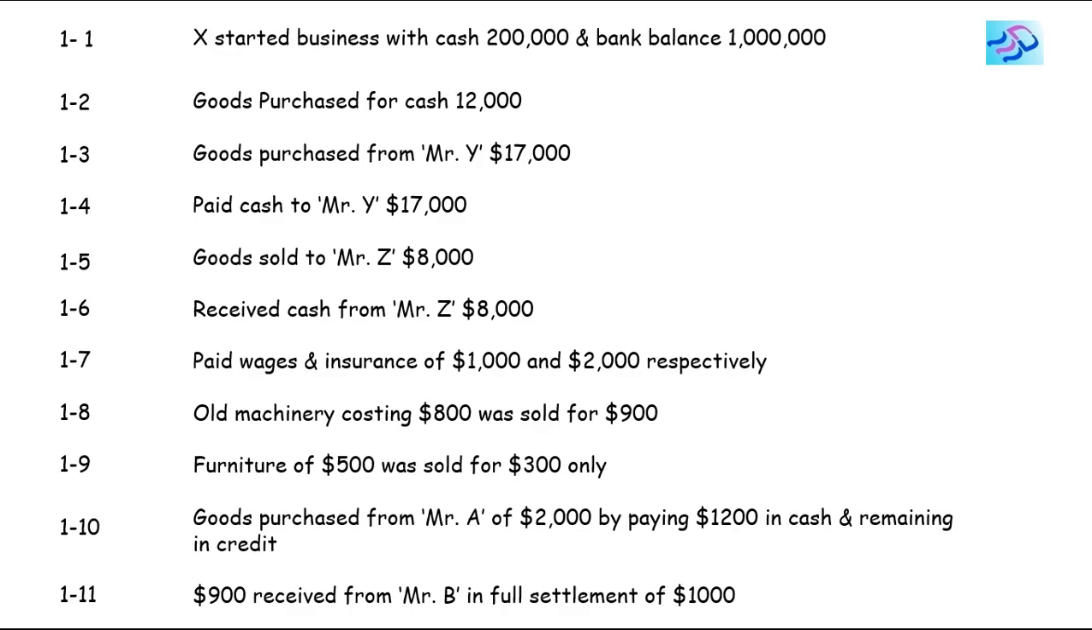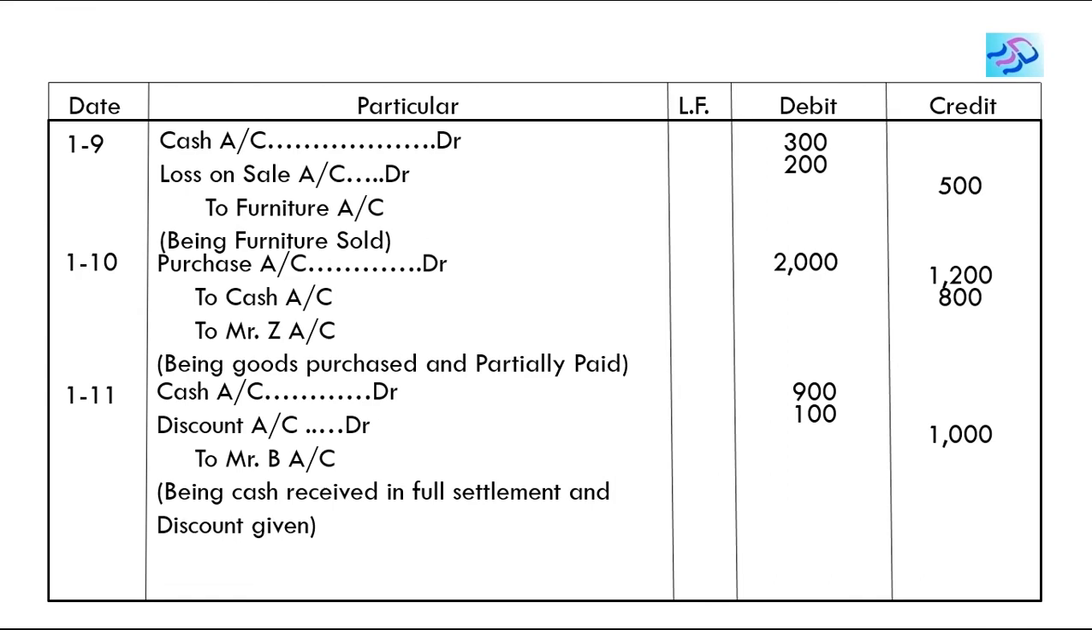The next type of entry is furniture of 500 was sold for 300 only. The furniture was worth 500, but now we are selling it for less than our cost. That is, we are selling it for $300. We are selling it at loss. As the nominal account principle says that all the expenses and losses goes on debit side. So the entry is cash account debit 300. We are receiving only $300. The loss on sell, we are giving it at low cost, that is we are getting in loss. Loss on sell account debit 200 to furniture account 500.